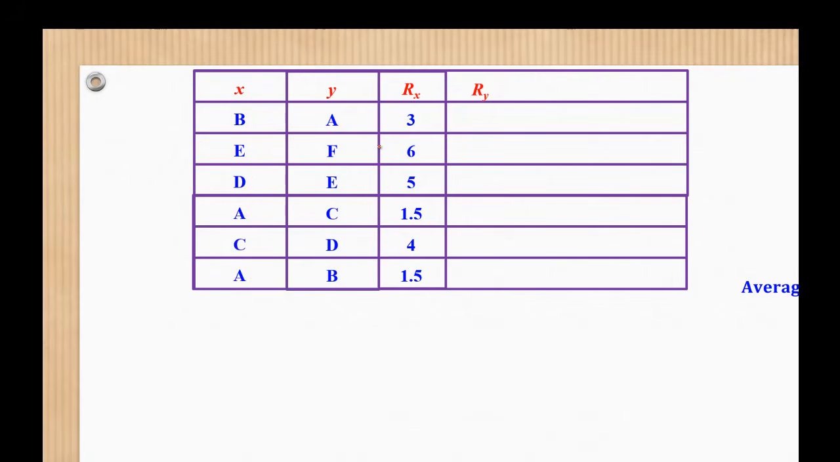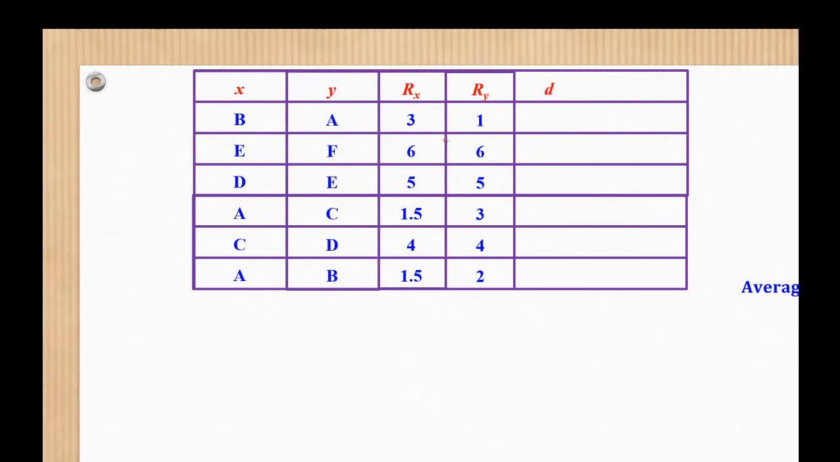Then ranks of Y here, the highest is an A, so we shall go to rank 1, followed by a B, so it will get rank 2, followed by a C, so it will get rank 3, followed by a D, so it will get rank 4, followed by E, gets rank 5, and lastly F to get rank 6, like that.